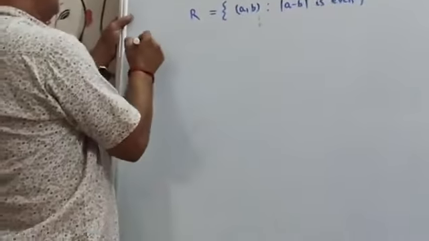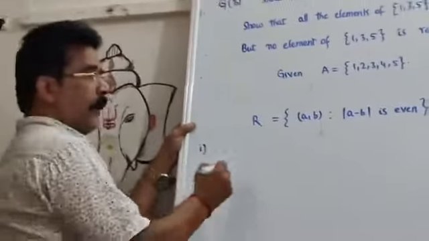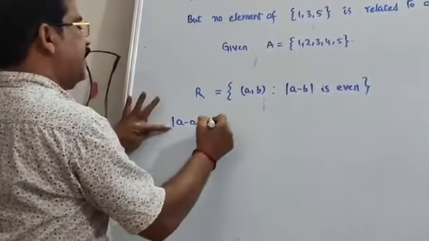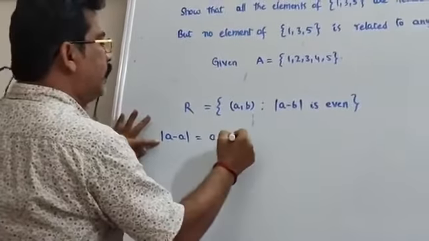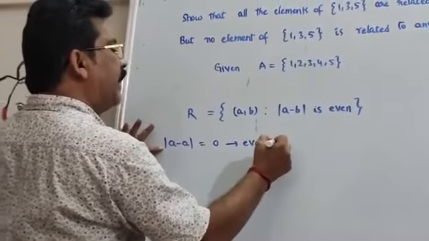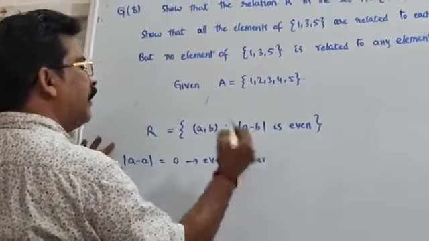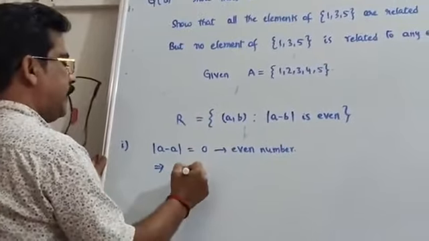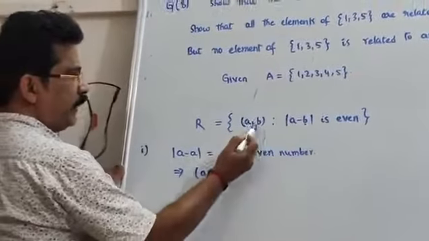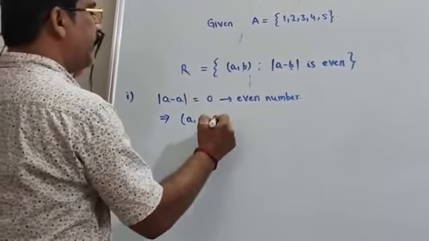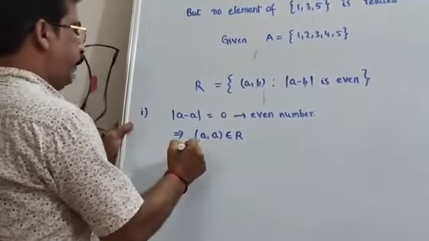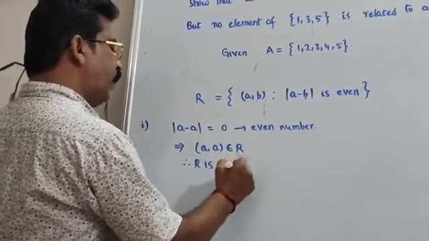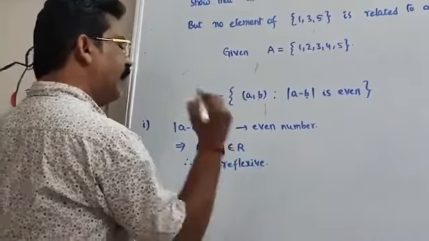First, for reflexivity. Modulus of A minus A equals 0, and 0 is an even number. Therefore, the ordered pair (A, A), instead of B I put A, belongs to capital R. Therefore, capital R is reflexive.